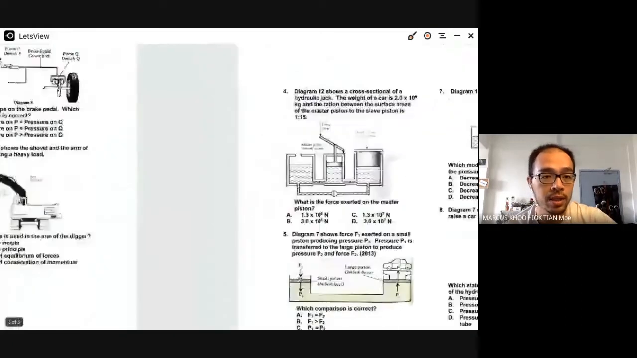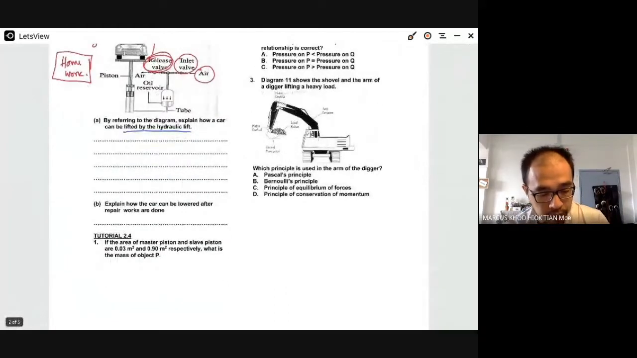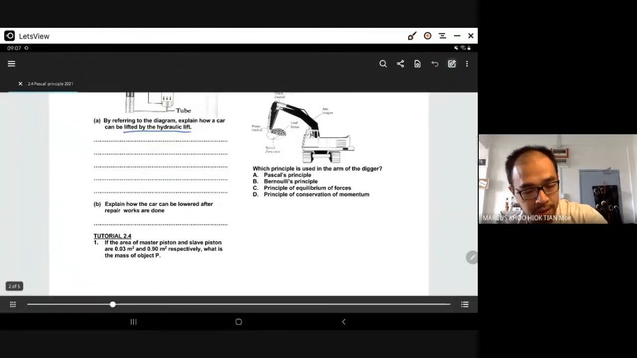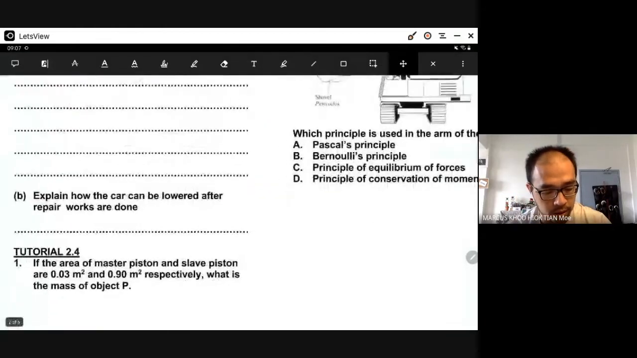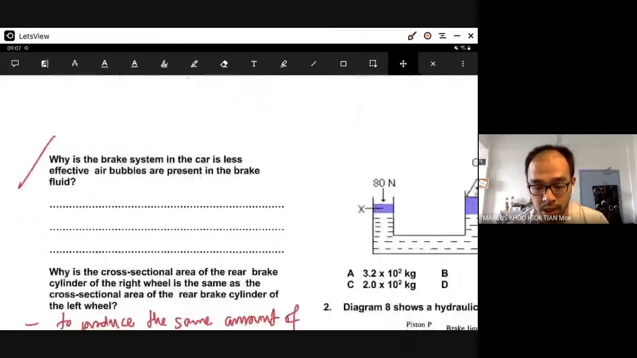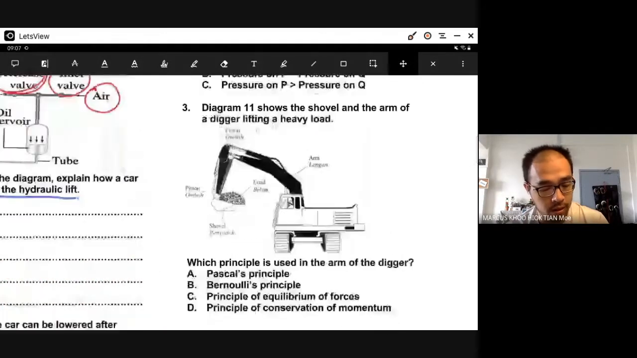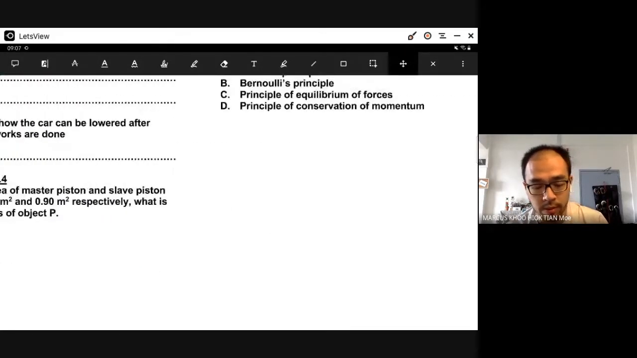Okay. All right, let's start with question number 1 first. If the area of a master piston and the slave piston are 0.03 meters squared and 0.90 meters squared, what is the mass of object P? Sorry, 0.03, 0.9.